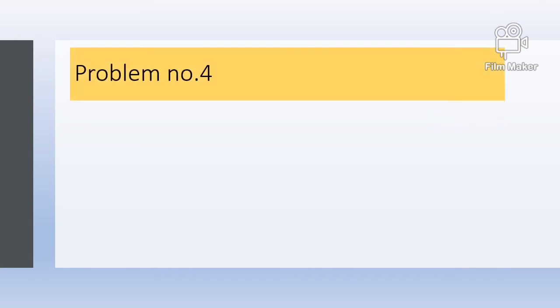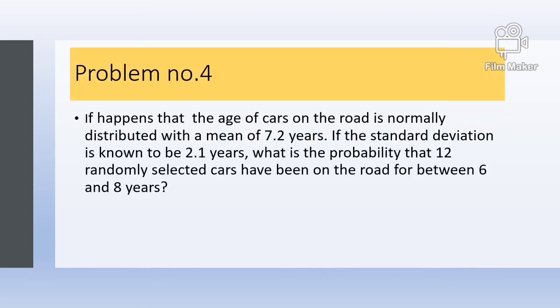Problem number 4. If it happens that the age of cars on the road is normally distributed with a mean of 7.2 and the standard deviation is 2.1 years, what is the probability that 12 randomly selected cars have been on the road for between 6 to 8 years?